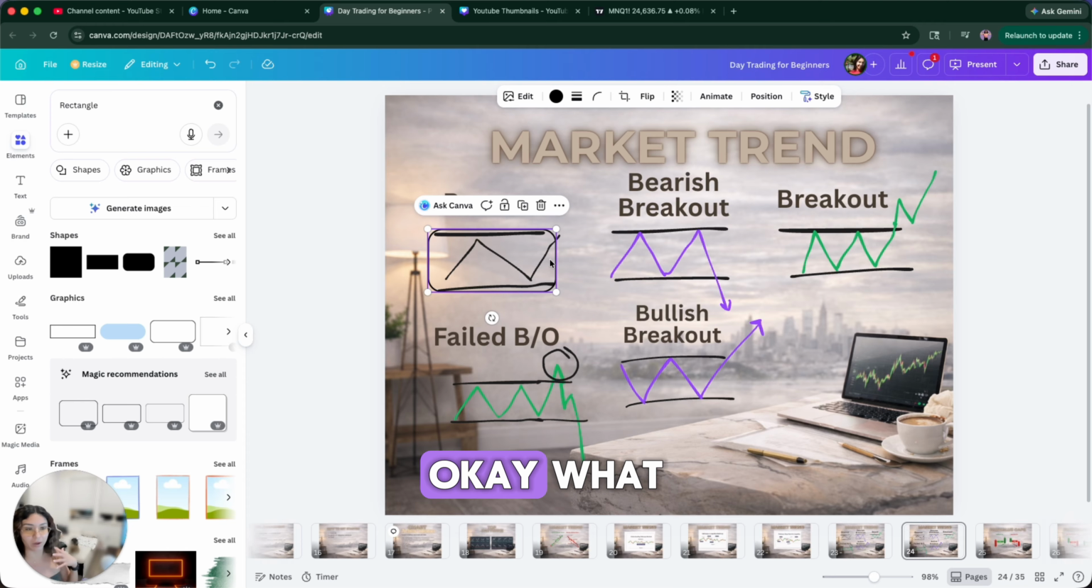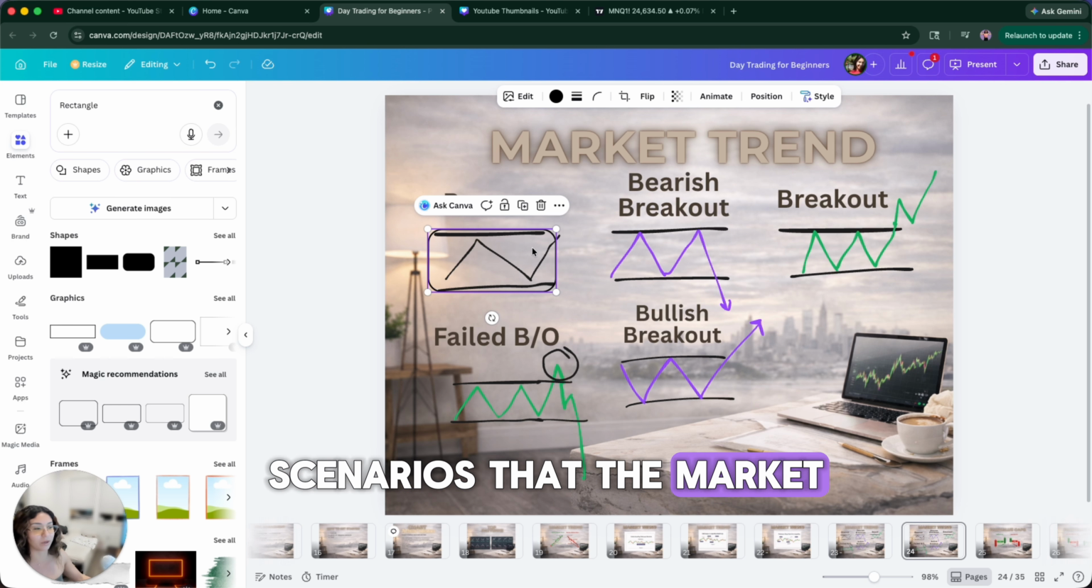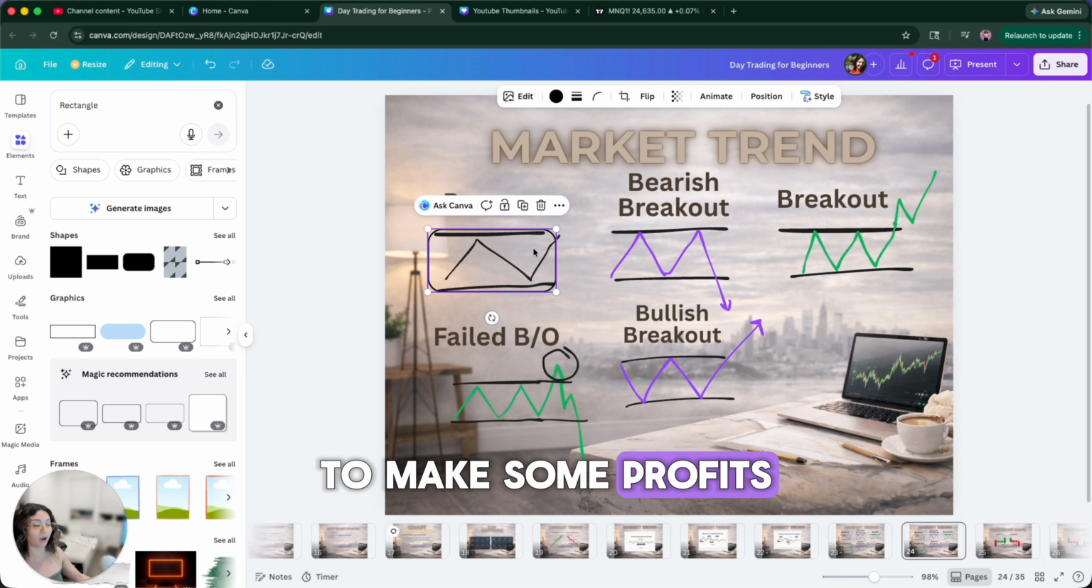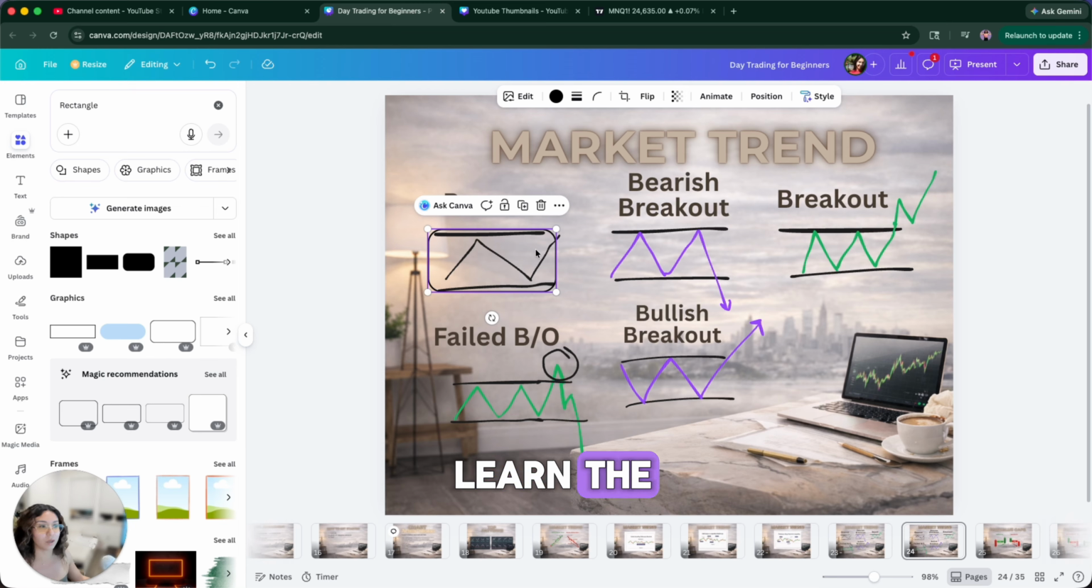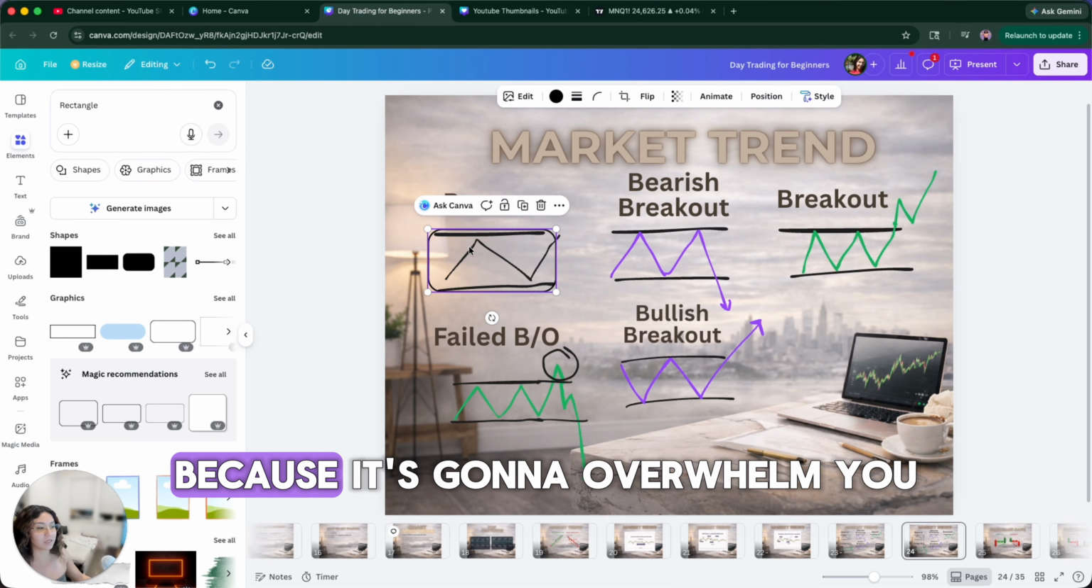So you need to understand, okay, what style do I want to trade moving forward? What should I be looking for? And this is how you start to learn how to read the chart. Because I can teach you a strategy, I can teach you a pattern, I can teach you great entries, great exits, and all the possible scenarios that the market could give you to make some profits. But you need to learn the type of style that you want to trade so that you can actually find it on the chart and be quick about it. And you can't learn all of it at once, especially as a new beginner, because it's going to overwhelm you.